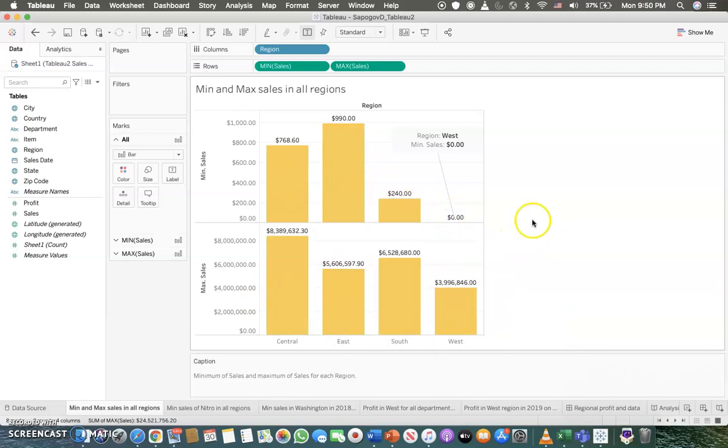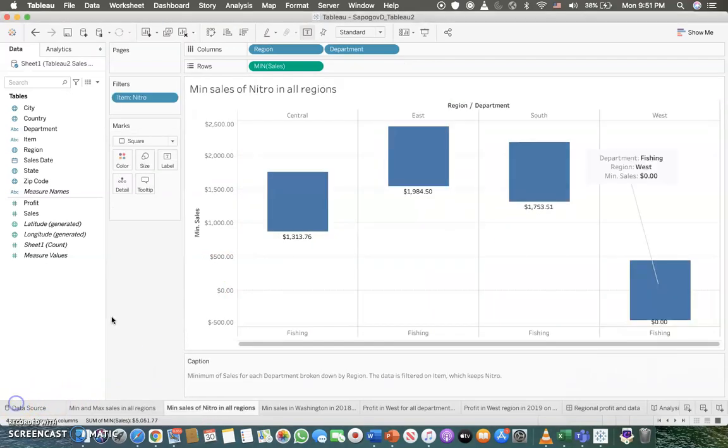Same here. This is our outlier because right now we know that in West region there was one instance when it was min sales of 0. This visualization was made just to make sure that max sale does not include any outliers. This is my second sheet.